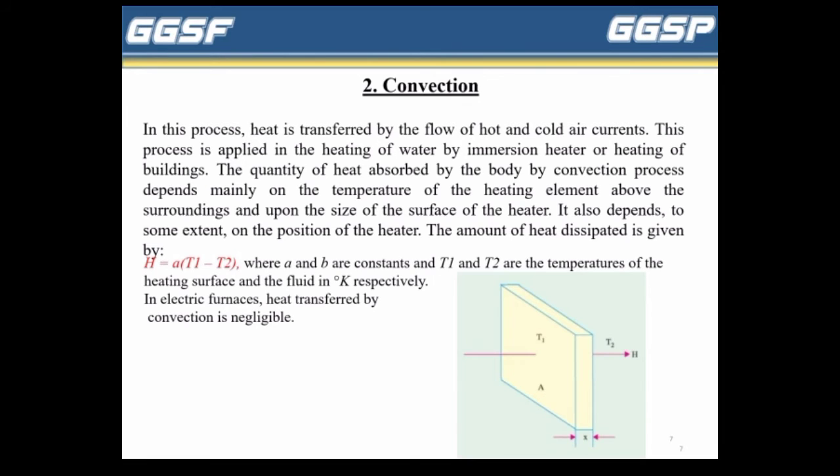The amount of heat dissipated in convection is given by H = A (T1 - T2), where A is a constant and T1 and T2 are the temperatures of the heating surface and the fluid in degrees Kelvin respectively.